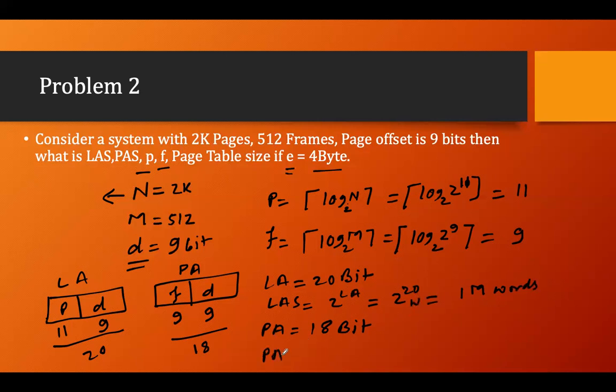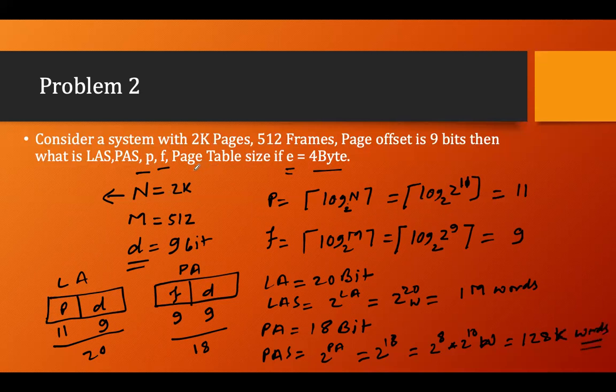Now, what is physical address space? It will be 2 to the power of physical address. It will be 2 to the power of 18. What is 2 to the power of 18? It is 2 to the power of 8 into 2 to the power of 10. It will be how many words? So it is words only. 2 to the power of 8 will be 256, so it will be 256 kilo words.